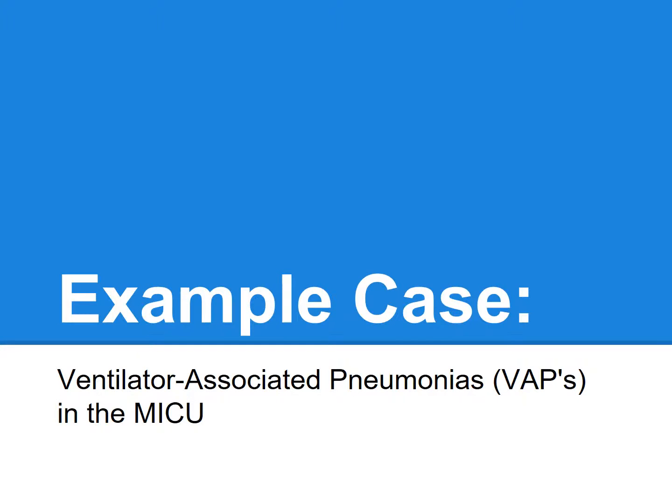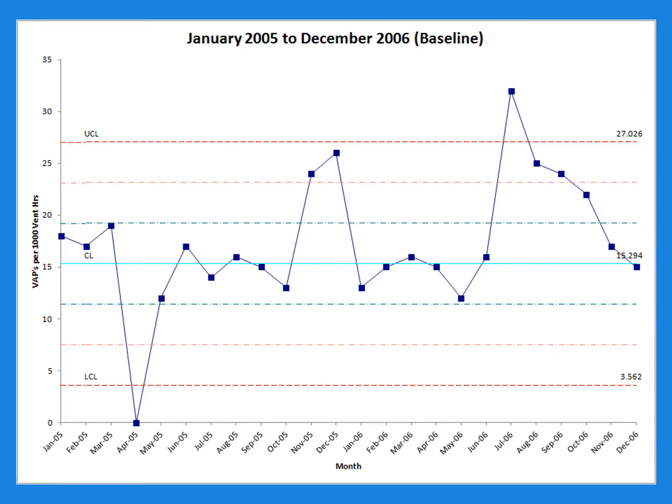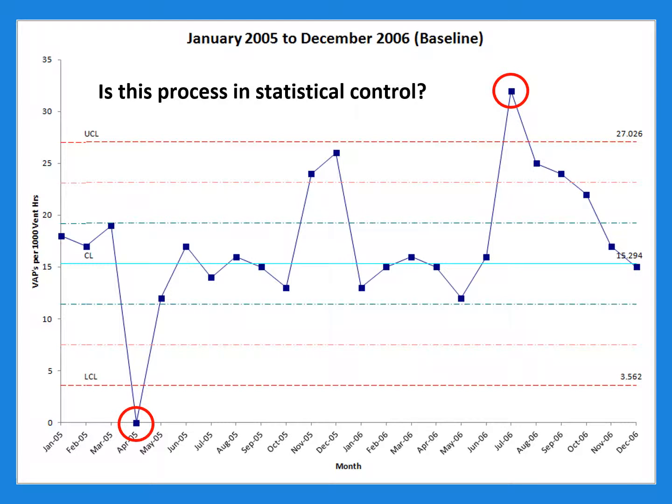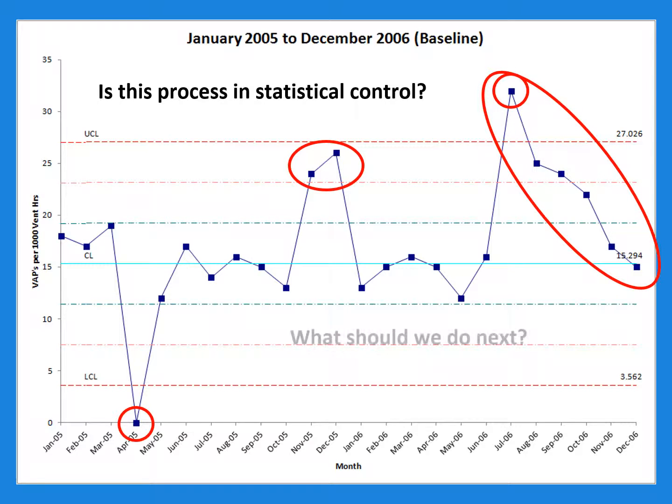Now let's go back to our example case of ventilator-associated pneumonias in the MICU and see how a control chart was used. This is the baseline ventilator-associated pneumonia rate data from the 2 years prior to starting the project. Take a second and look at those 8 rules we just discussed and see if you think this process is in statistical control. Right off the bat, you can see a couple of violations of rule number 1. You can also see some bias where 2 out of 3 consecutive points are more than 2 standard deviations from the mean. And then you can see a long stretch at the end here with a trend. So this is not in statistical control.